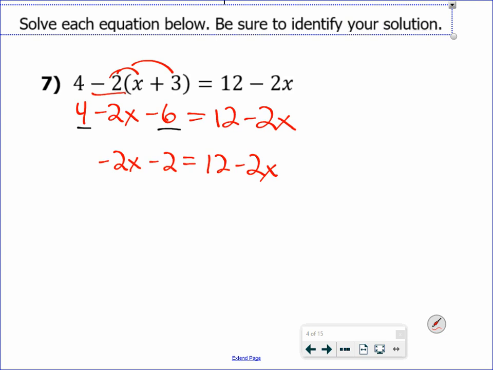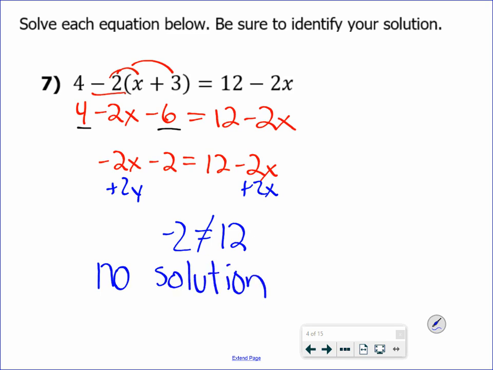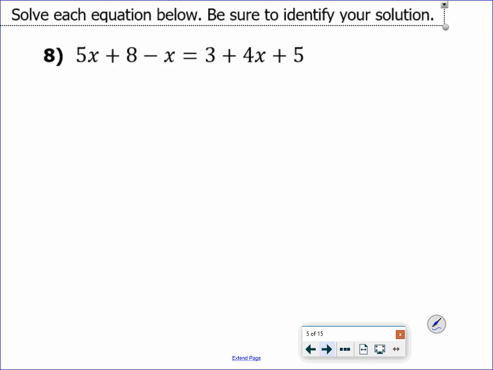Oh, we're going to have a problem. And then we're going to add 2x to both sides, and I'll get negative 2, I'm sorry, got ahead of myself there. Negative 2 equals 12. That's not a true statement, so this is no solution. Remember, whenever your variables disappear, if you end up with an untrue statement, then it's no solution. If you wind up with a true statement like 5 equals 5, then it's infinite solutions.